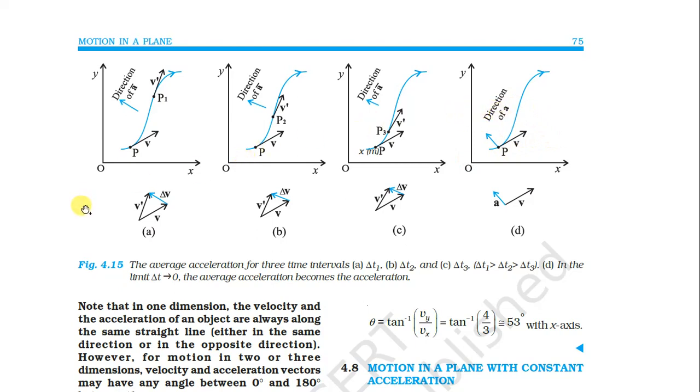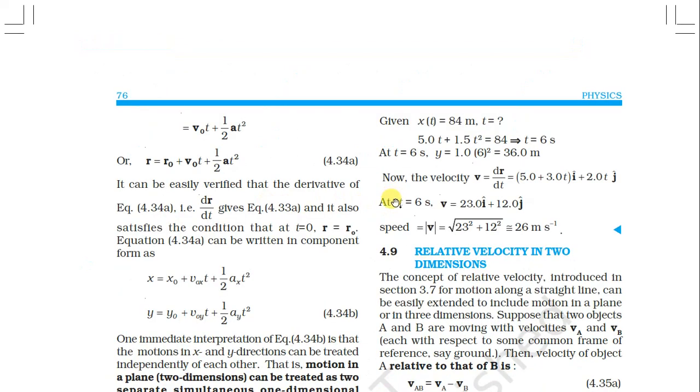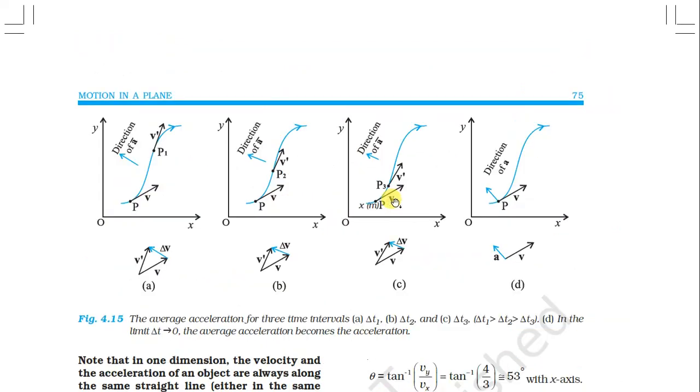So it makes V dash minus V, which equals delta V. Here also V dash minus V is delta V. But see here, V and A are perpendicular at the tail of these vectors.